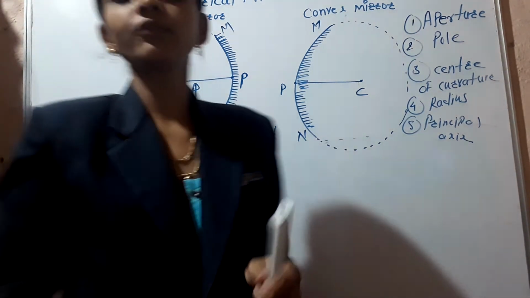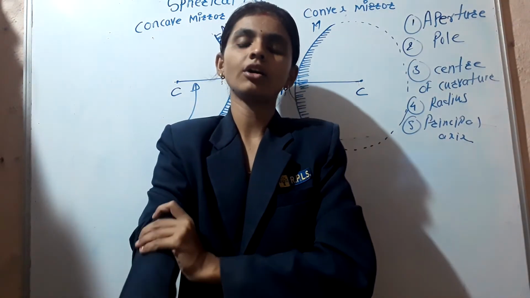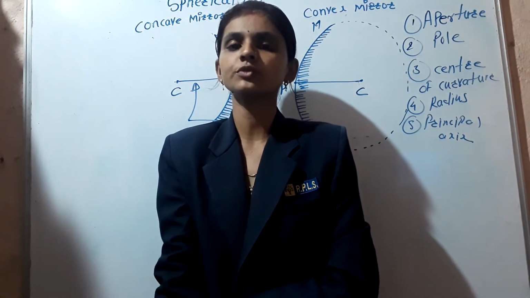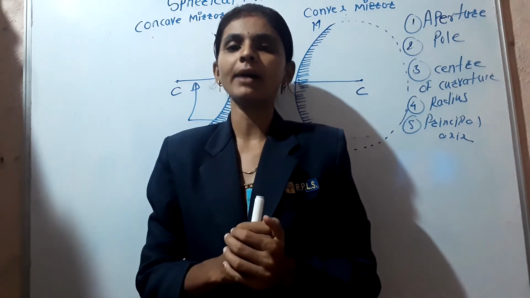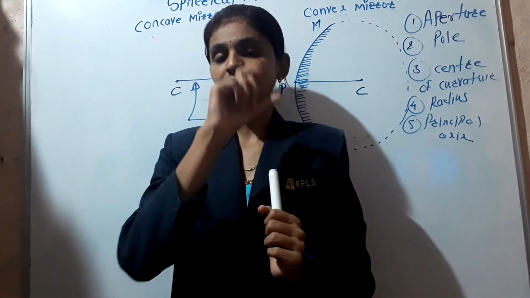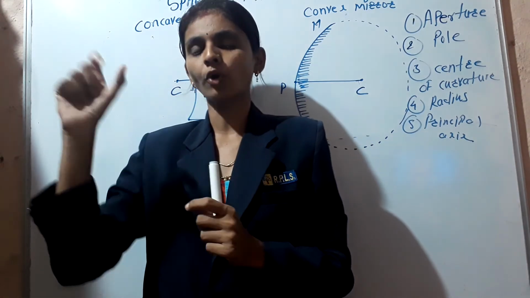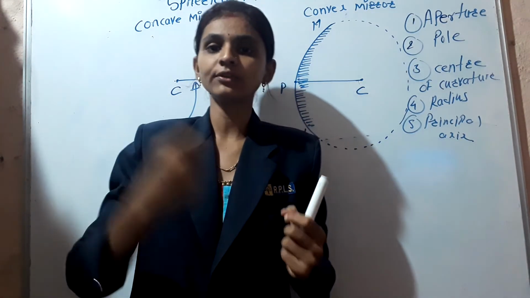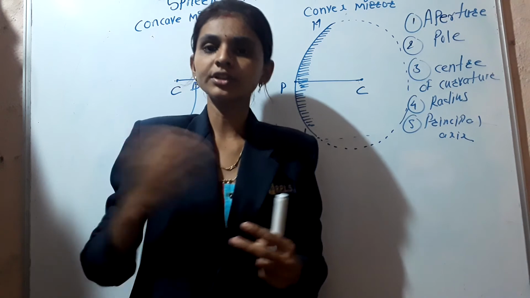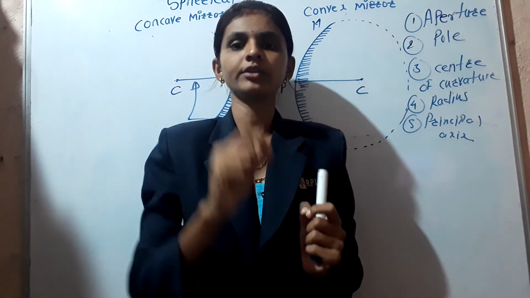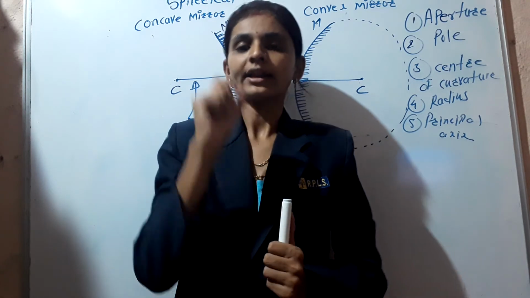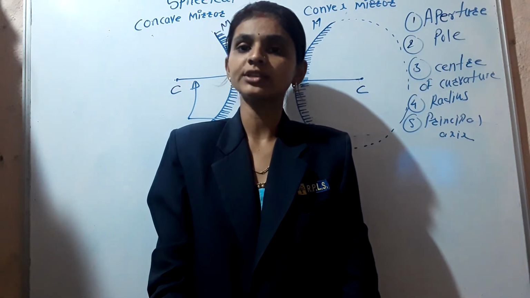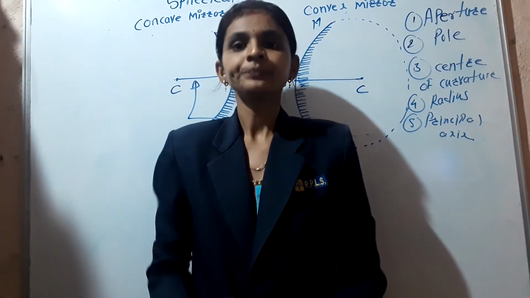So the principal focus and the focal length, first in the case of the concave mirror. When the parallel lines are coming onto the concave mirror, they get reflected, and after the reflection they converge at one point. All the rays after the reflection converge at one point, and that point is known as the focus or the focal point.